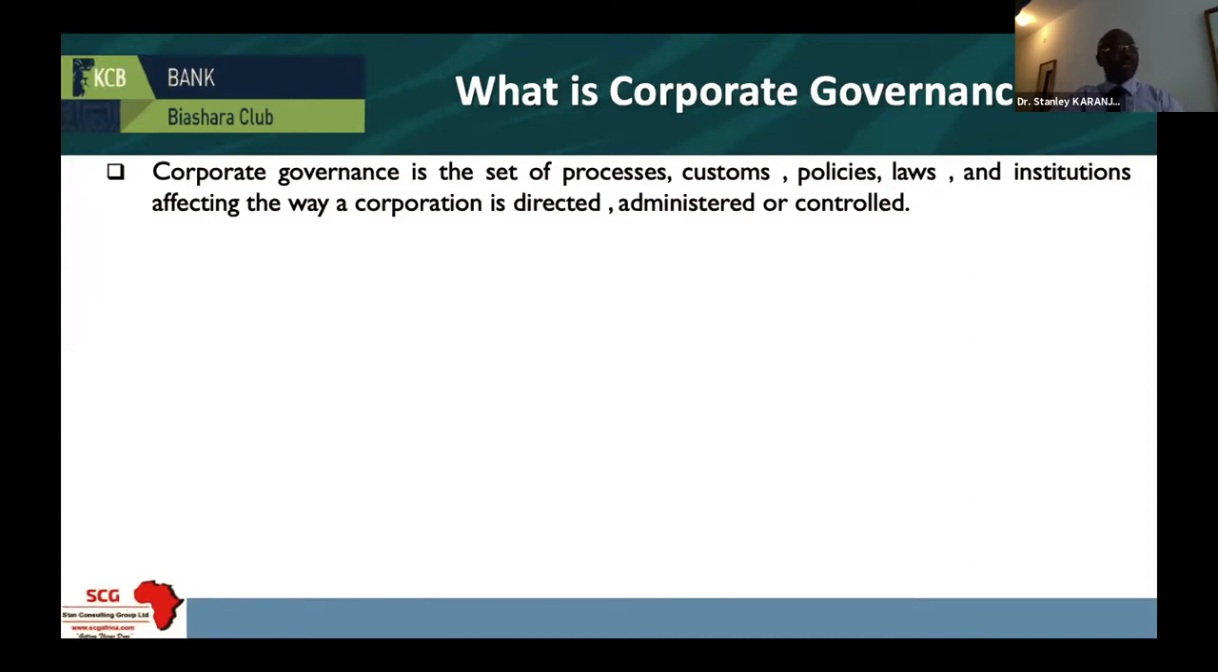And this is a very good topic, reaching to this point. There was a time at Biashara Club last year, before COVID, we did business process mapping. Every business, however small it is, has a set of processes. How do you map those processes? Then how do you document those processes? That's what helps business growth and business sustainability. And today we are talking about corporate governance, the follow through of the set processes that we mapped before.